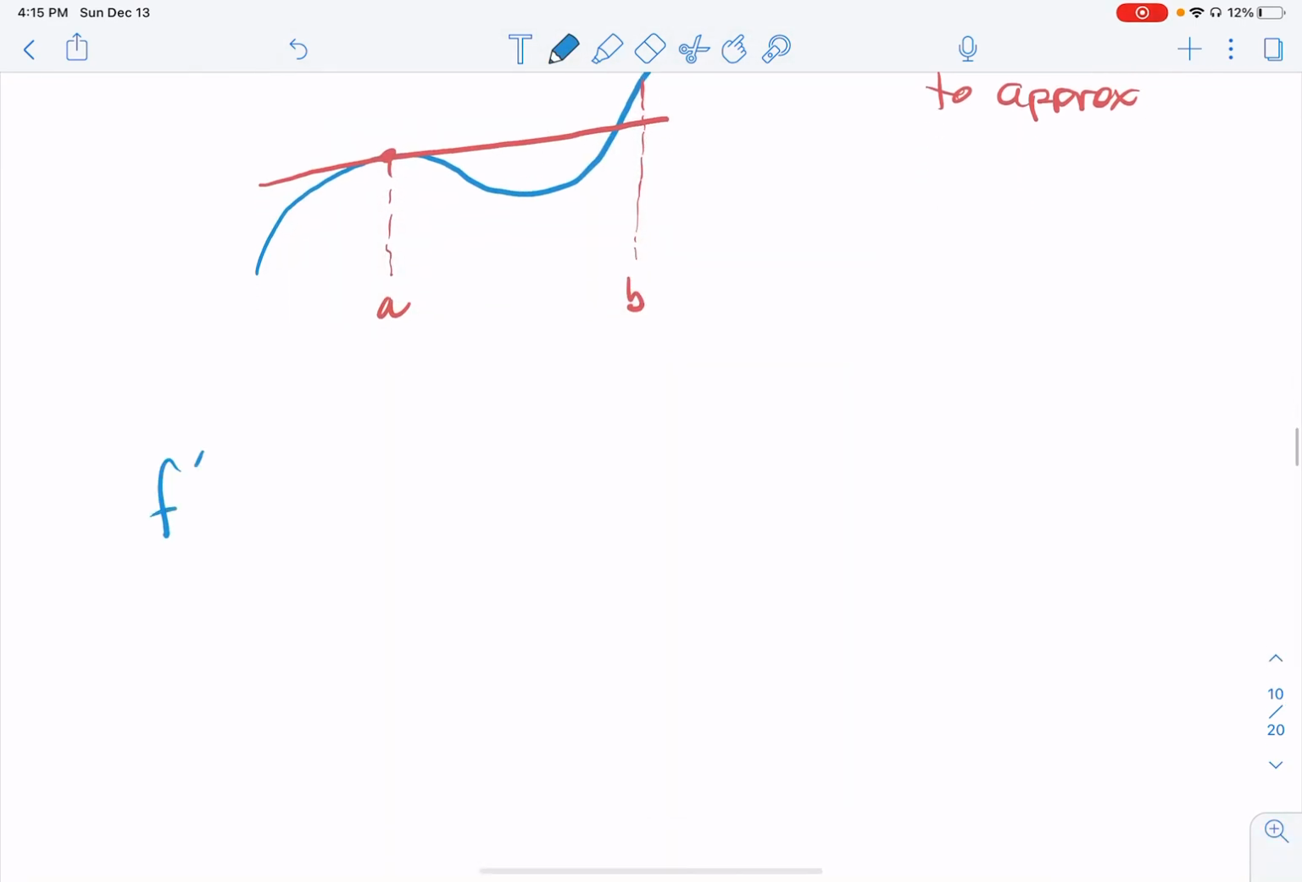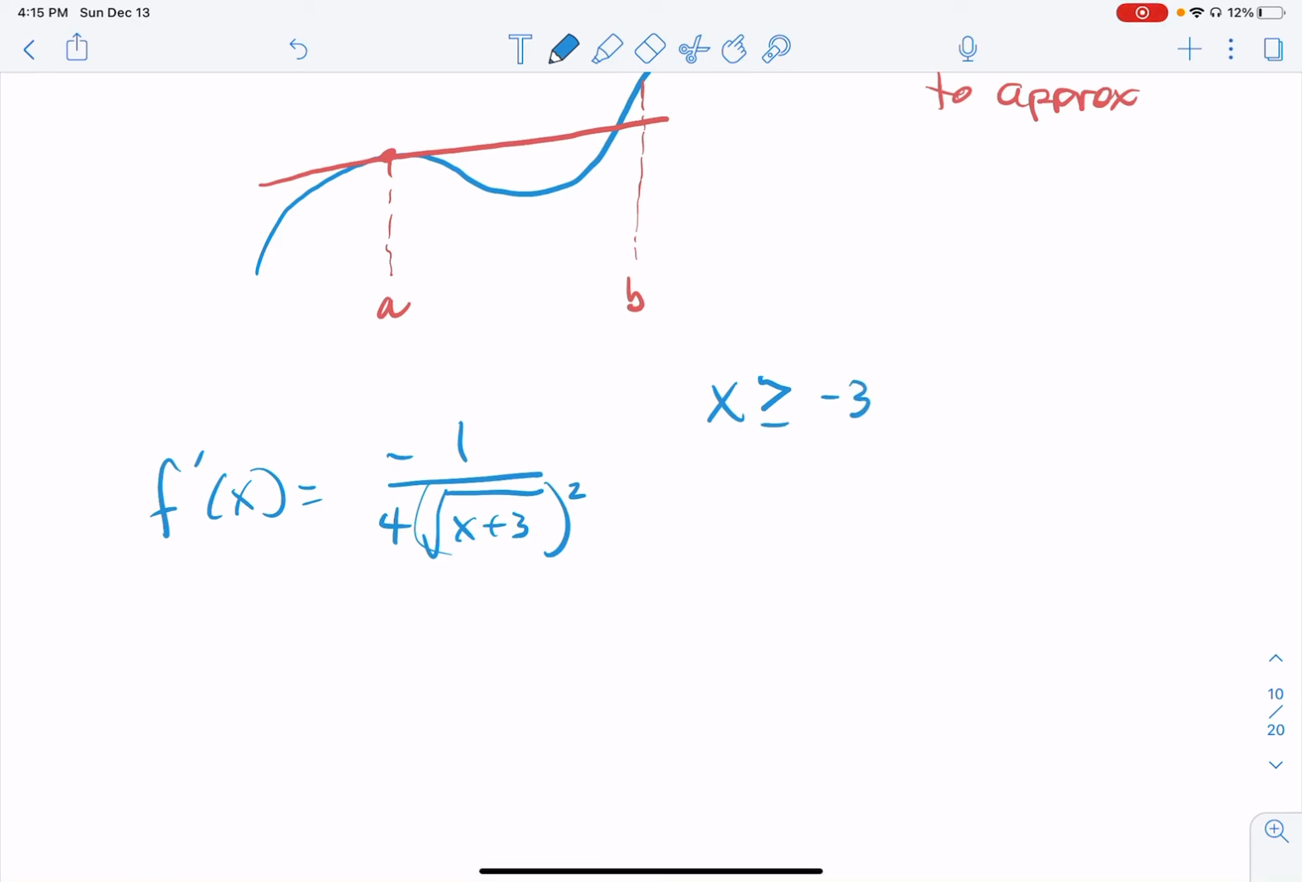F prime of x was equal to -1 over 4 times the square root of x plus 3 quantity cubed. So you want to analyze this. You probably want to think of your original domain, and the original domain here is x has got to be greater than or equal to -3, I believe, right? Okay, so you're never going to stick anything in there outside of that range, or that domain, I should say. So think of those particular values.